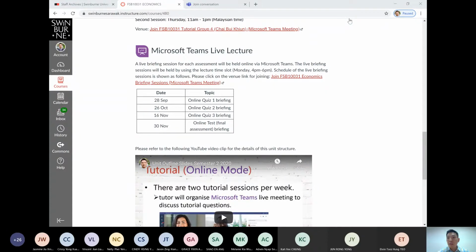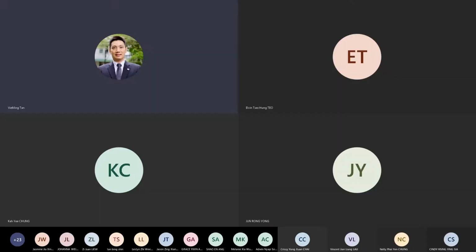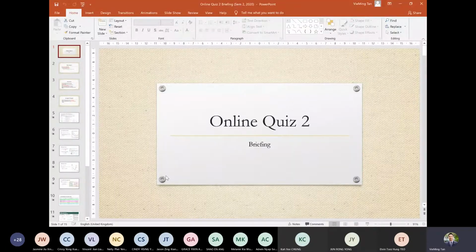I'll just turn off my camera so that it will not disturb our conversation. I'll just temporarily turn off my camera. Can you see the PowerPoint slide on the screen? Alvin, you want to say something? So far so good, okay.